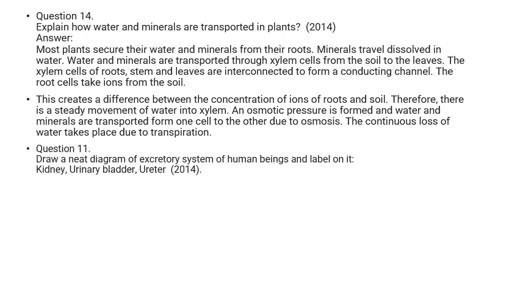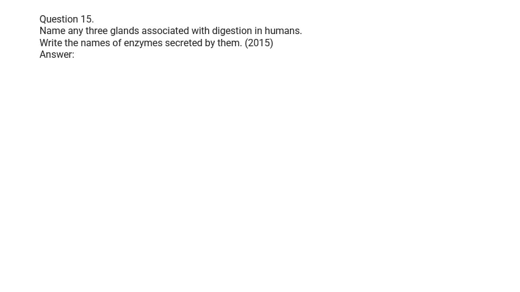The question number 11. Draw a neat diagram of the excretory system of human beings and label on it the kidney, urinary bladder and ureter. You have to practice this diagram well and learn the labeling. That will be very useful.